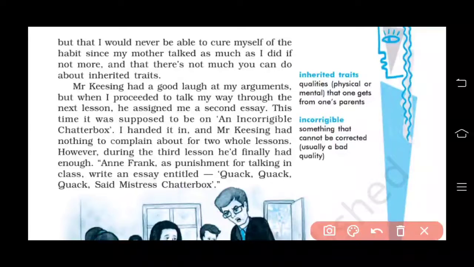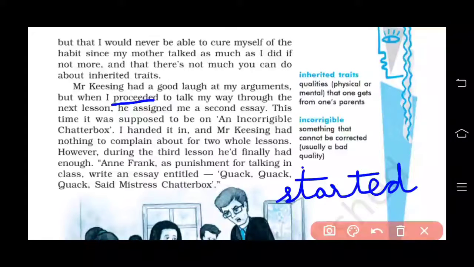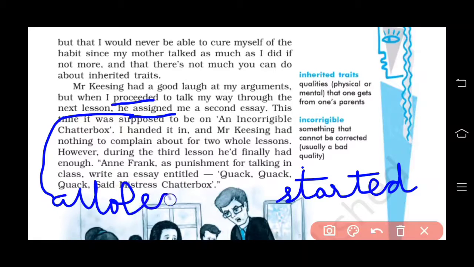Here what happens, Mr. Keesing had a good laugh. First time when she had written the essay, Mr. Keesing was very happy at her arguments that talking was an inherited quality which she had inherited from her parents, from her mother, so she will not be able to improve it fully. When I proceeded means further, she started to talk, moved on. Then again he assigned. Assigned means allotted. Second time essay, and this time the essay's topic was an incorrigible chatterbox. Incorrigible means which cannot be corrected. It's a bad quality. Okay, incorrigible means which cannot be controlled and which cannot be corrected.